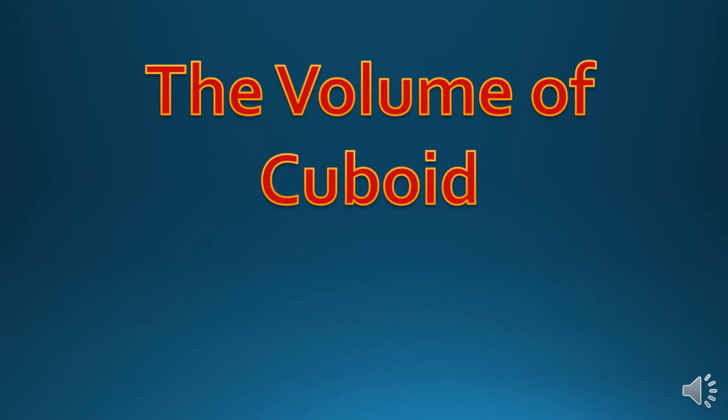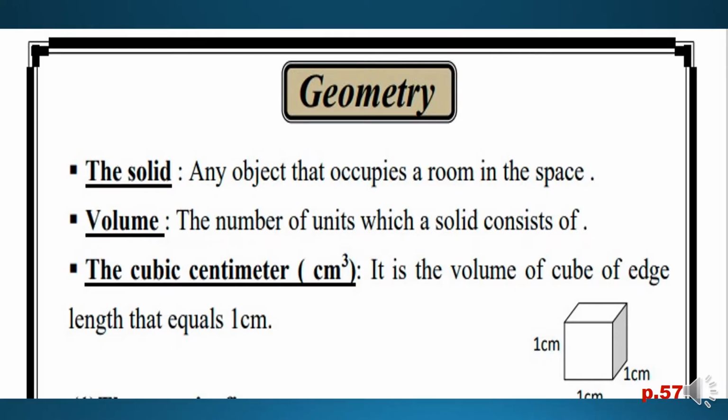The volume of the cuboid. Booklet page 57. The solid is any object that occupies a room in the space. The volume is the number of units which a solid consists of.